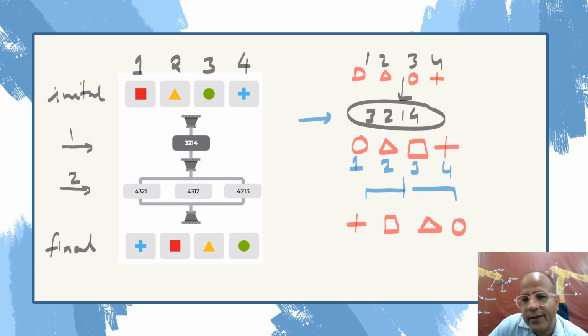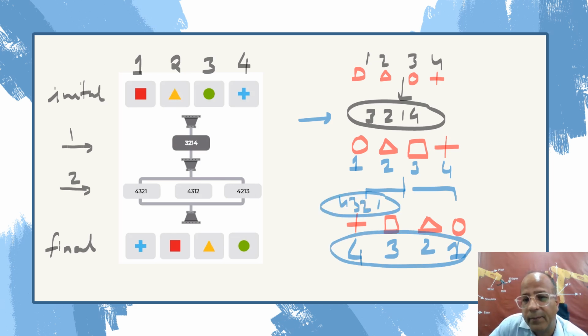What is the final thing? Let's look at the final thing. This was 4, so this has come over here. This was 3, so this has come over here. This was 2, it has come over here, and this was 1. So what is my answer going to be? My answer is going to be 4, 3, 2, 1, because this underwent this switch and results in the same. So this is my answer, 4, 3, 2, 1.